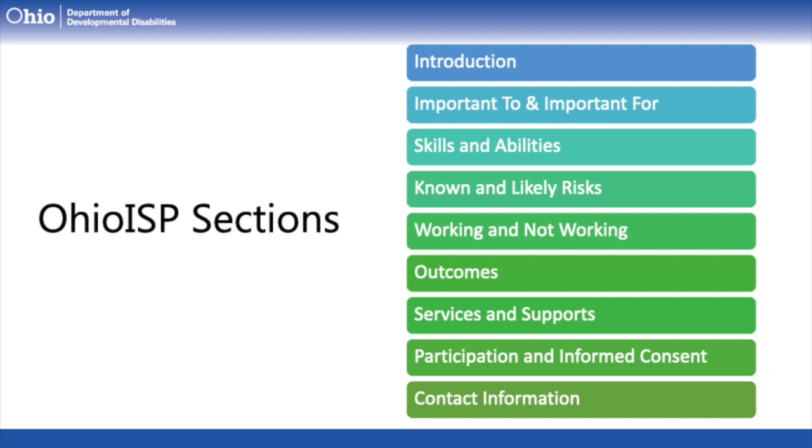Here is an overview of how the different sections of the OhioISP are divided. These sections include an introduction, things that are important to and important for the person, skills and abilities, known and likely risks, what's working and not working, outcomes, services and supports, participation and informed consent, and contact information. Now we will walk through what each section of the OhioISP will contain and how the information will be captured throughout the plan.